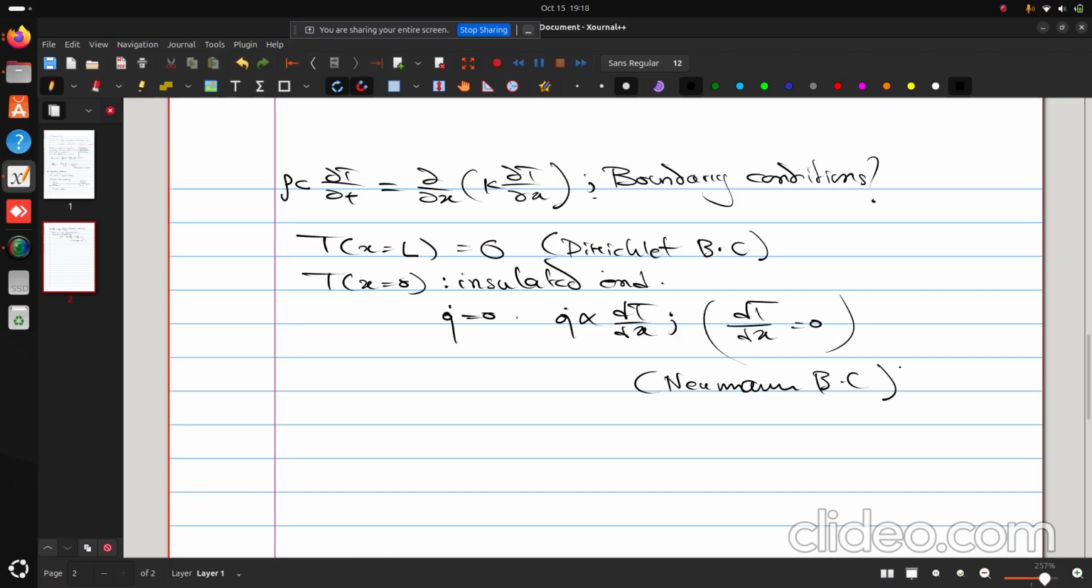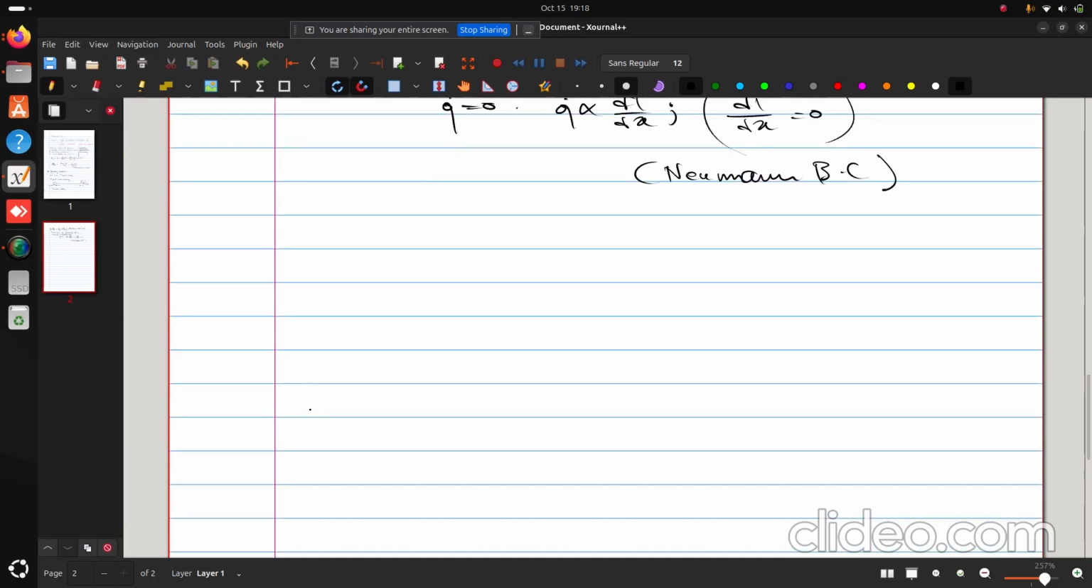Now we will be able to solve this problem. And also this problem has an analytical solution, and we can compare our numerical results with the analytical solution and see how the different time stepping methods or schemes affect our final numerical solution.